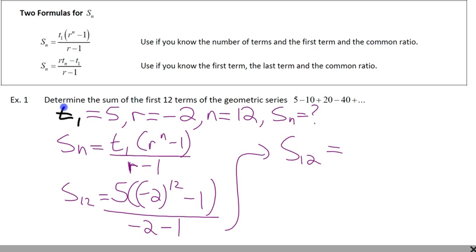So negative 2 to the 12th, which will be a positive number, was 4,096. Minus 1 is 4,095. Times 5 is 20,000 and change, 20,004. So divided by negative 3, which is, so what do we get? What's the answer? Negative 6825.